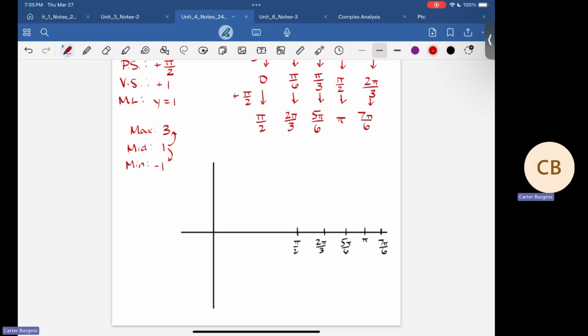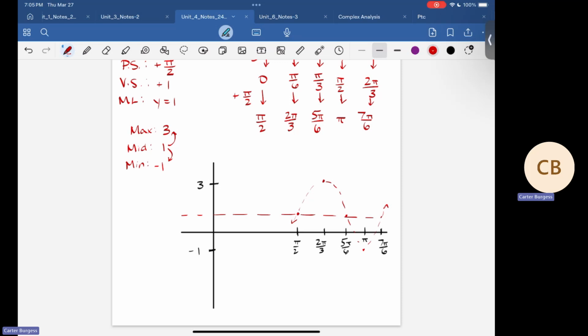Said our midline is at 1. So we'll call this our maximum value of 3, call this our minimum value of negative 1. And set the pattern that sine follows, midline, max, midline, min, midline. Getting something like this.